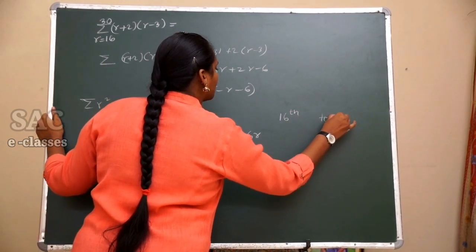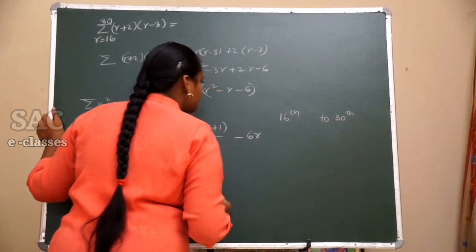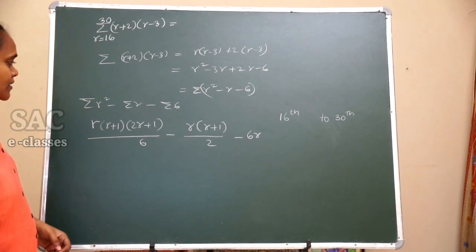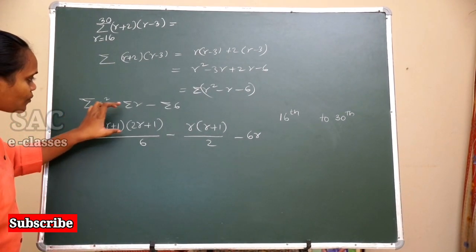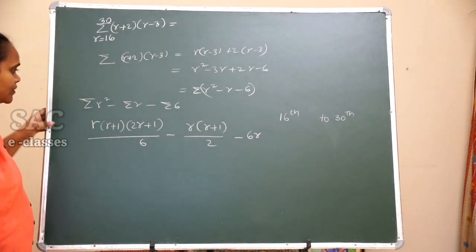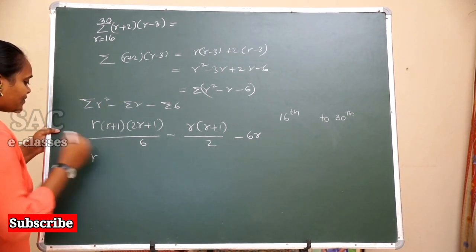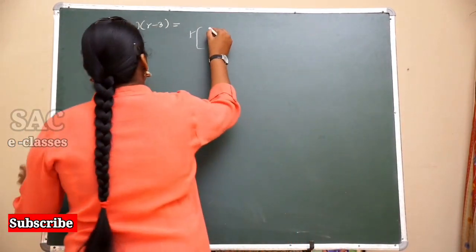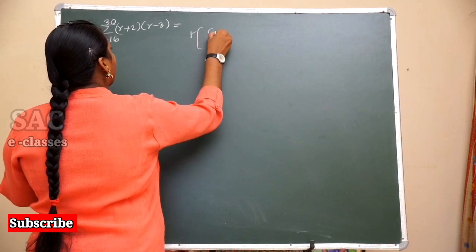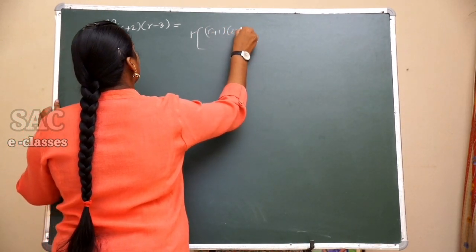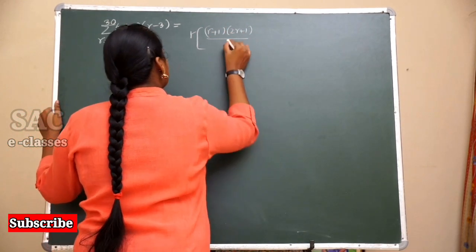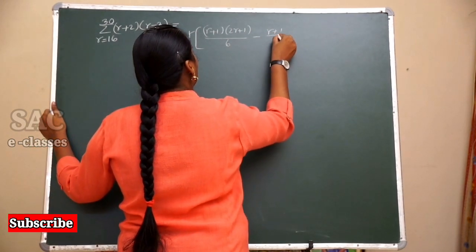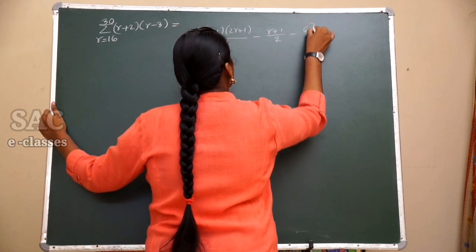What makes the difference for this problem is you want the sum of the terms from the 16th term to the 30th term, but there is no chance to find it in that way. So first of all I am going to simplify this one. You know very well in what way we simplify. Take r common. After taking r as common, you get r plus 1 into 2r plus 1 by 6 minus r plus 1 by 2 minus 6.